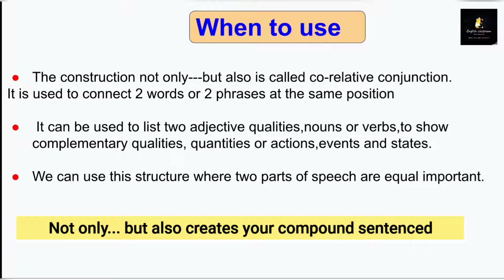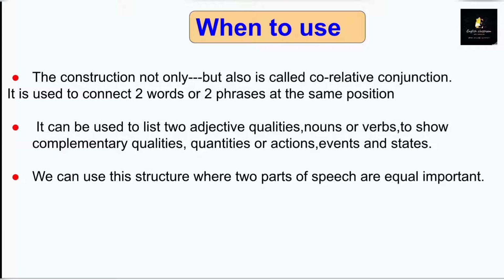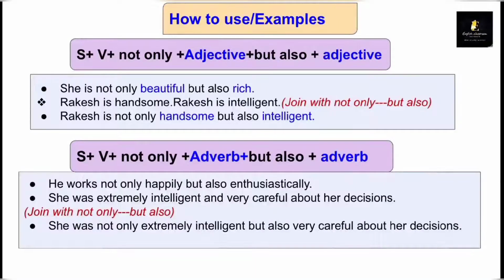When we want to join, we are using not only but also. We can use this structure where two parts of speech are equally important. Means two equally important things we are joining with the correlative pair of conjunction not only but also. Students, let's learn how we can use this not only but also in our sentences, and let's see some examples.